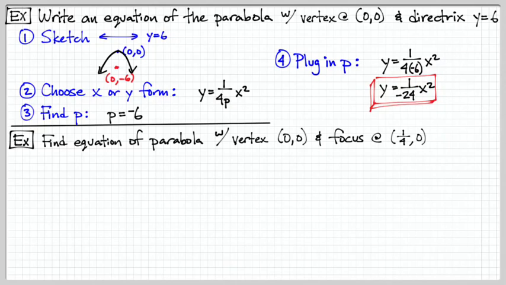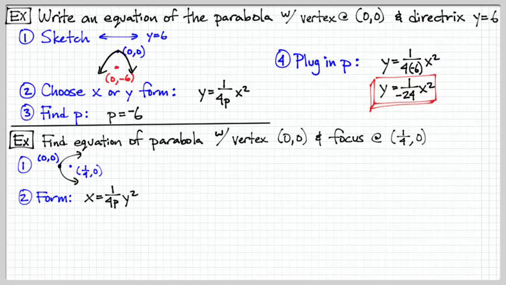Okay, here's another example. Find the equation of a parabola with vertex (0, 0) and focus at (1/4, 0). Again, sketch it out first. And again, I'm going to erase the parabola here. We're going to draw out the vertex and the focus. And now we know that the parabola is going to be shaped kind of like that, where it curves to the right. And when we choose our form, we're going to choose the x is equal to form.